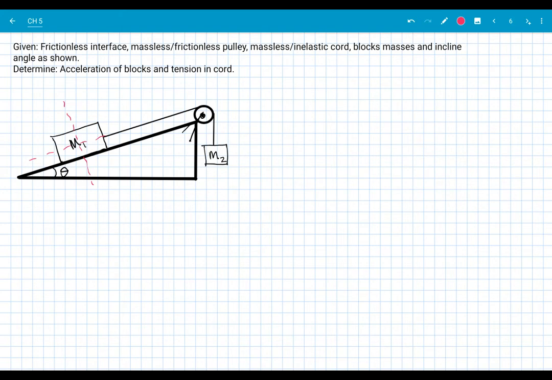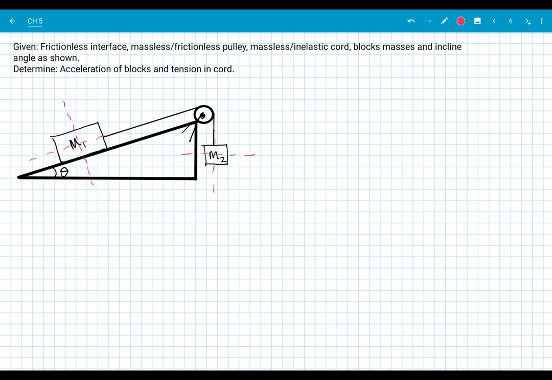And this is important to us because the force of gravity is always pointing toward the center of the planet. And we call that basically vertical, right? So it matters when we rotate a coordinate system. So I'll go ahead and rotate in this direction for my block M1. And then for block M2, I'm just going to use vertical and horizontal here.